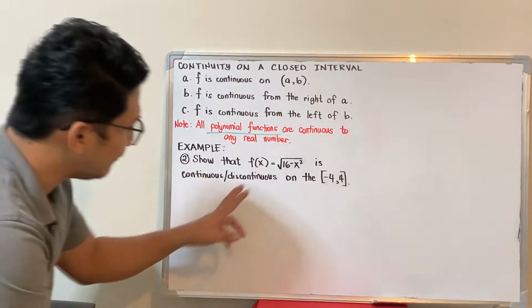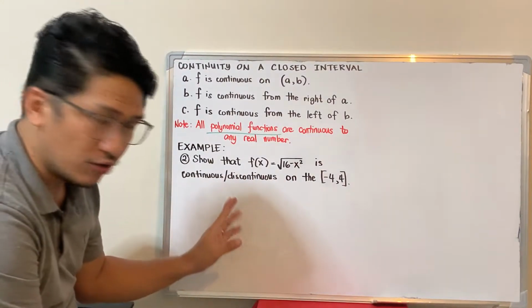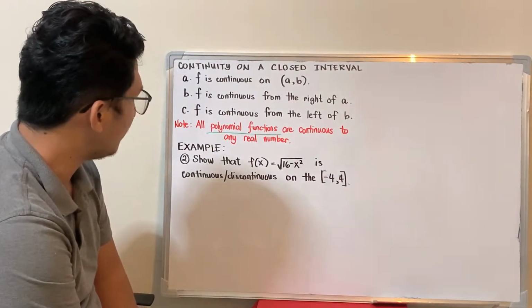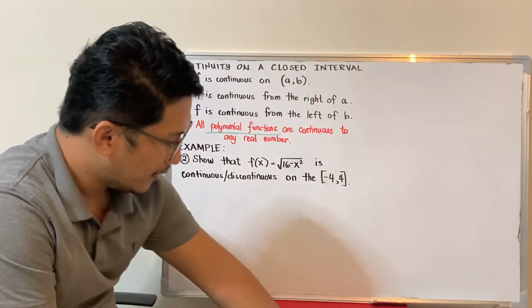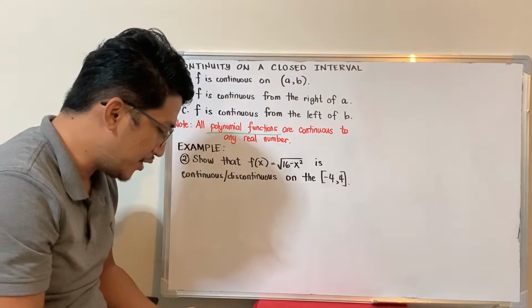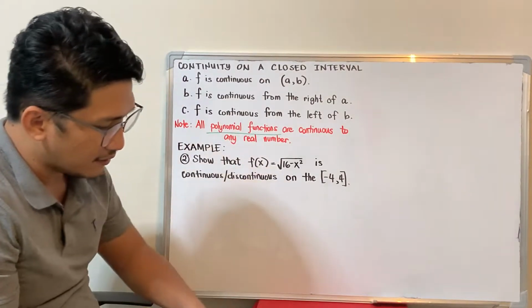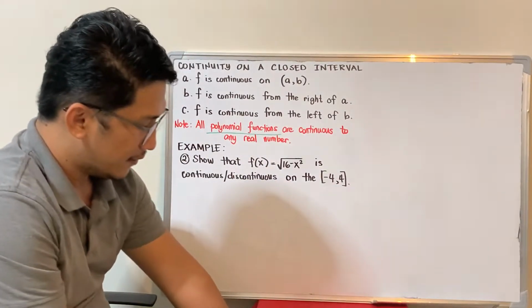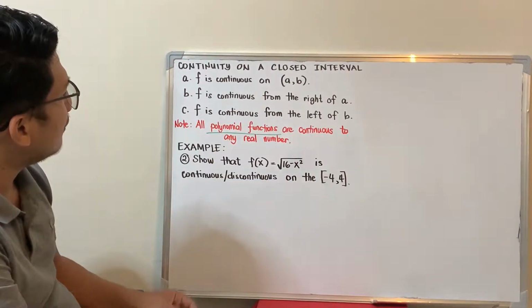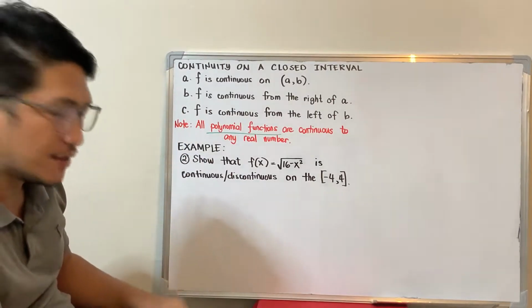And we are to check if the function is continuous ba or discontinuous on the given closed interval -4 to +4. So again guys, reminders, basta polynomial function, continuous na to any real number. So just in case, kasi nakalimot. Kunya, same story, atong buhaton is we have to consider the three conditions.